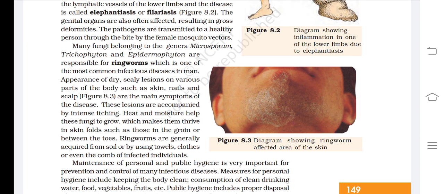Heat and moisture help these fungi to grow, which makes them thrive in skin folds such as those in the groin or between the toes. Ringworms are generally acquired from soil or by using towels, clothes, or even the comb of an infected individual.